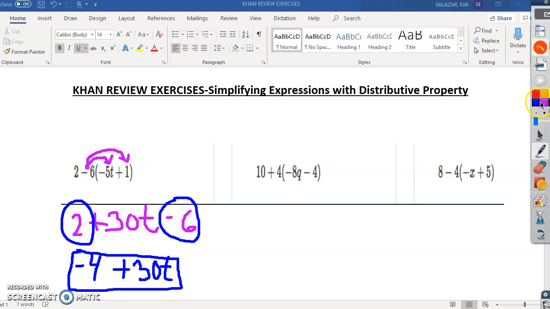Let's go ahead and do another one. So I'm going to keep my 10. I'm going to distribute that positive 4 to that negative 8q. A positive times a negative is a negative 32q.